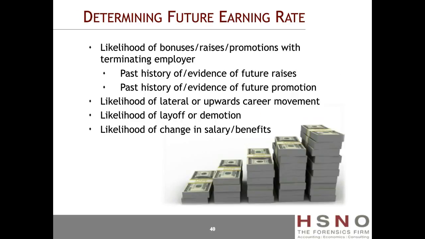Okay. Again, future earnings rate, you want to look at the likelihood of bonuses, raises, promotions with the terminating employer. You can look at the past history of evidence of future wages, past history of evidence of future promotion. That's often easy to get for people who, for instance, are union members or government workers, because you can get it from the union, or if they're a public sector employee, it's public. It's much harder to get in private companies, and you may just have to rely on what raises they got in the past, or use some sort of index like the inflation. They would have at least gotten raises that made them consistent with inflation, or 4% or something like that. There's data from the BLS that you can use, but it's always best to get that data straight from the employer if you can.